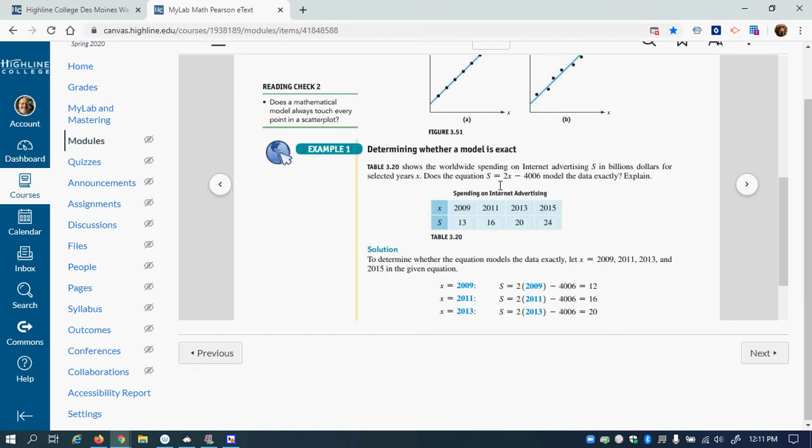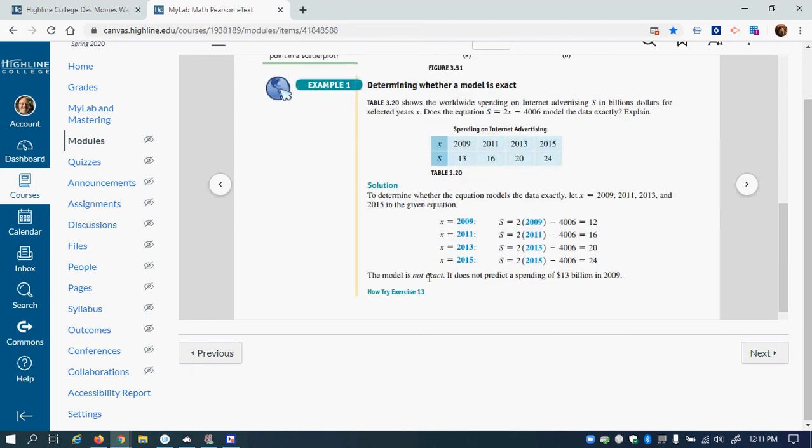But anyways, does this equation model this? Well, if you look down below in the example, we see that 2009, when we put it in, gives us a 12. And in the table, we're supposed to get a 13. So far it's not working that perfectly. If we do 2011, 2013, and 2015, they do match. But the only one that doesn't match is the first one. So this is not an exact equation, but it's pretty darn close. So that's something to take into consideration on that.